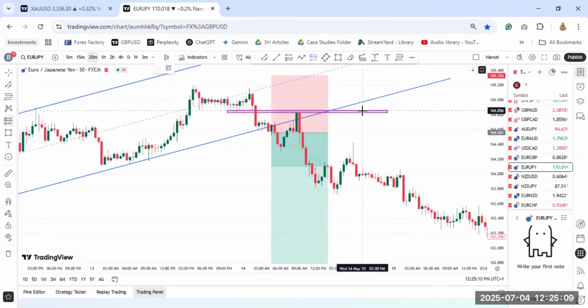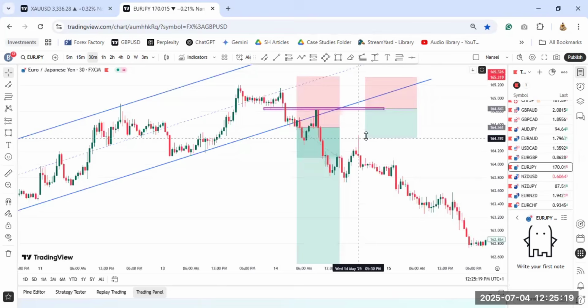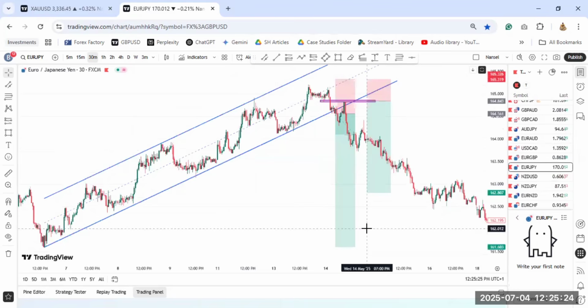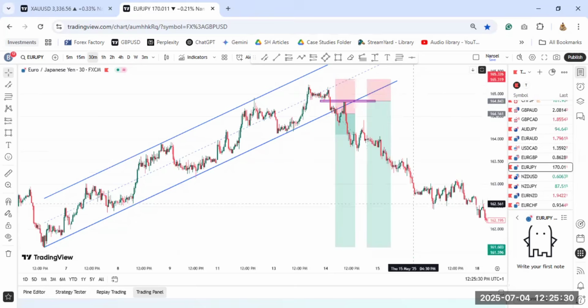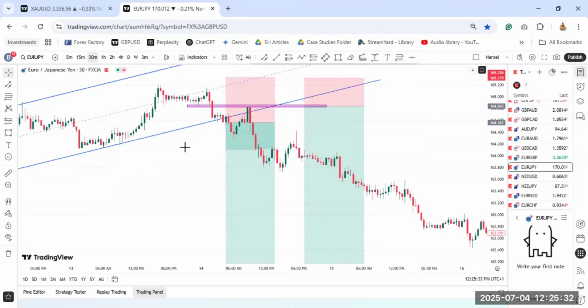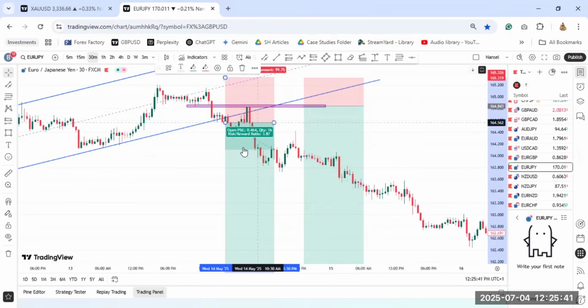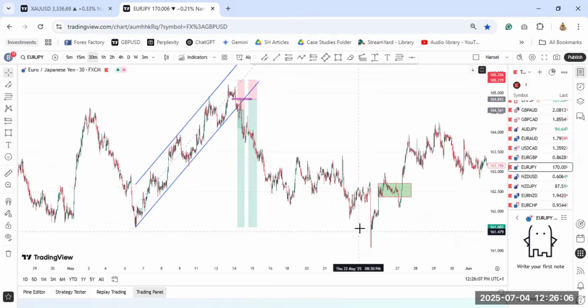You are waiting for the pullback, and you take your entry there. Your stop loss will still be just above this particular high that created it. Your TP is also going to target the last low that triggered that, and you can see it nice and easy on how to trade a channel breakout. Now for this one, we have a risk to reward ratio of 6.8, whereas for this one we have 3.8. Price continued to fall until it got to our TP. That is how to go about it.